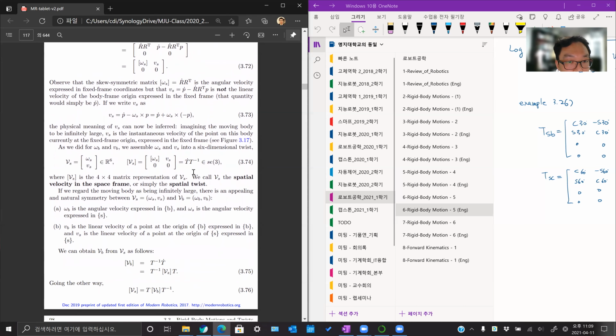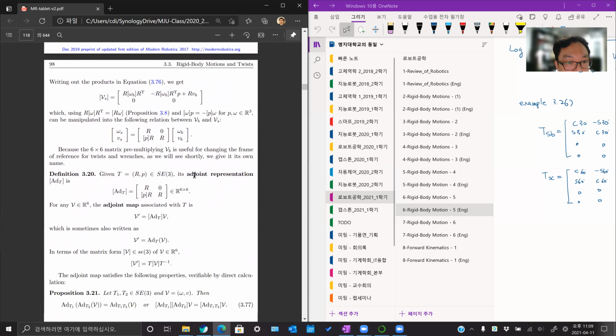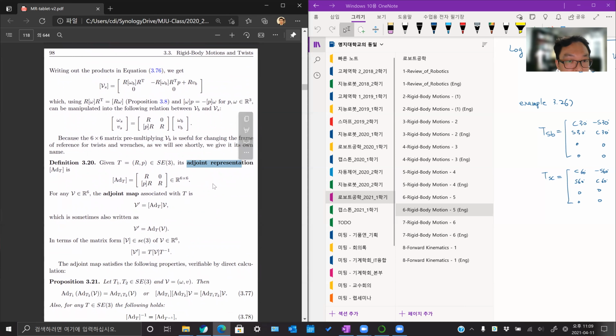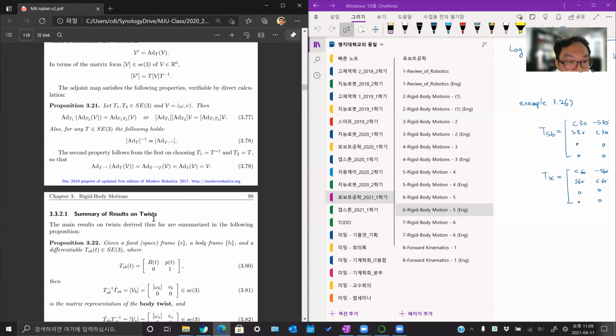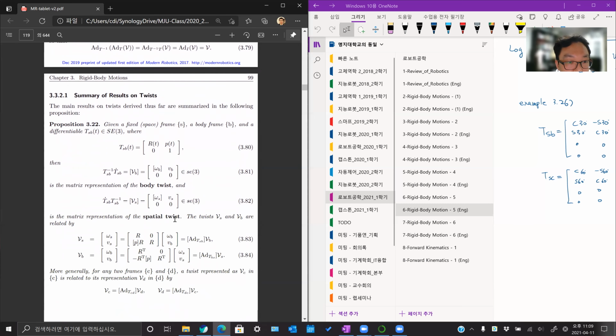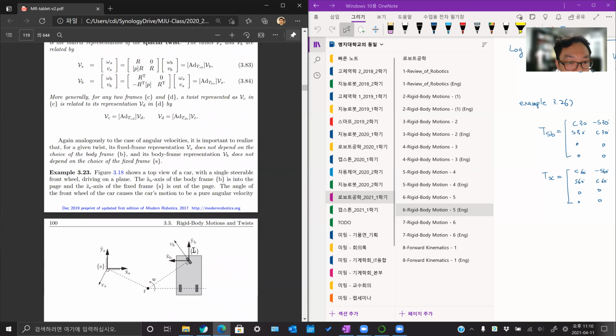And okay, we learned about the adjoint representation. So between two homogeneous transformation matrix, there is adjoint relationship. So here, between this twist B and twist S can be related by adjoint TSB. So this one is about the adjoint.